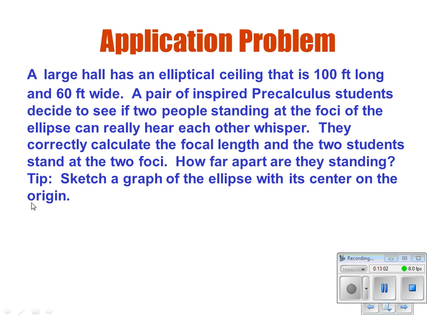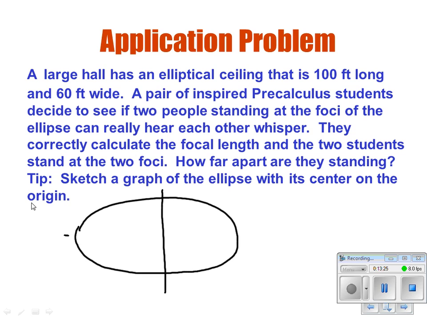So we're going to start, whenever you have a story problem, sketch a picture. It's very important. So I'm going to make a picture of my ellipse. Now realize that we're thinking three-dimensionally. This is really an elliptical ceiling. The students are standing on the floor and they're sort of inside a three-dimensional ellipse. But we can represent it fine with a flat ellipse as far as solving the problem, because they're standing on the floor, which would be underneath the arch of the ellipse.